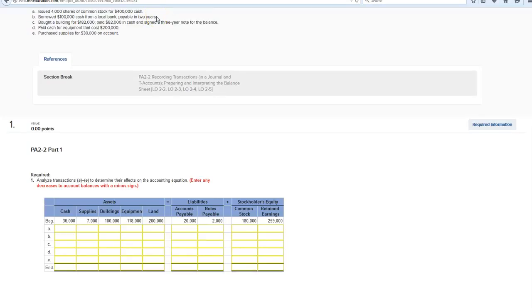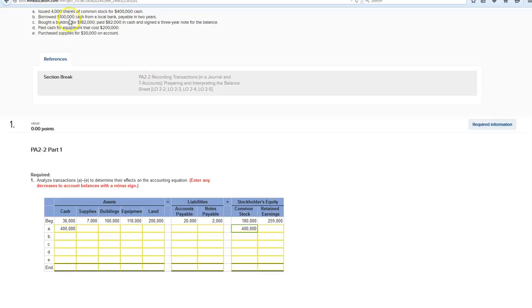Every transaction has at least two effects. It's called the duality of effects. It affects at least two accounts. And after that transaction is recorded in the accounting equation, it has to stay in balance. So cash is increasing here, and common stock is also increasing. By the way, in this case, they put the beginning balances in here, but later on for the T accounts, you're going to have to put the beginning balances in there.